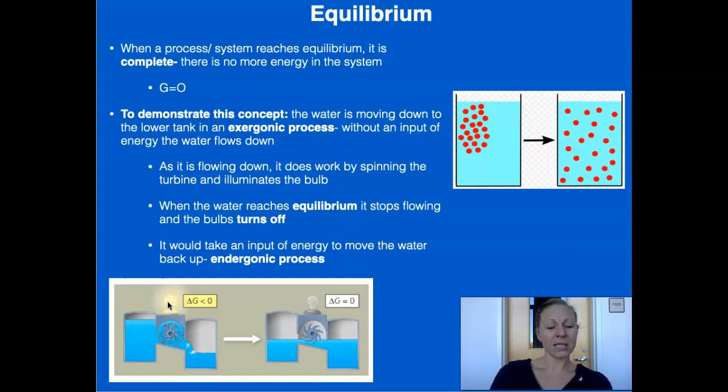And so until the water reaches equilibrium, when all of the water has flowed down, then there's no more energy in the system. Once the water level is equal, this turbine is no longer going to be able to spin. And in order to get this water back up to the higher tank, it's going to take an input of energy, which will be an endergonic process.